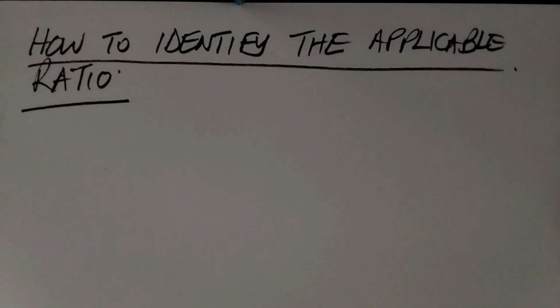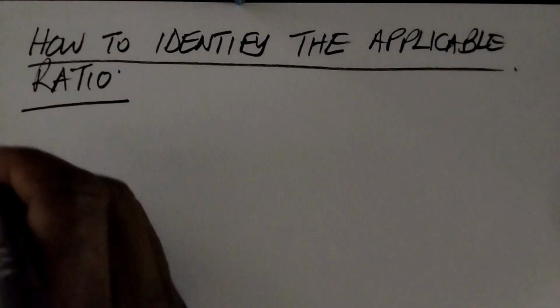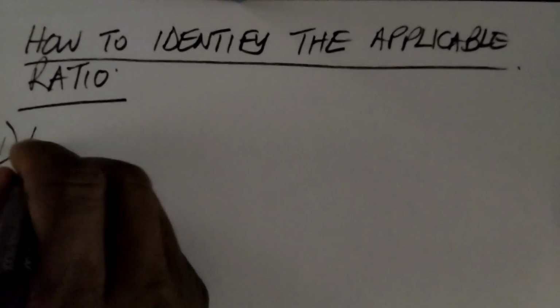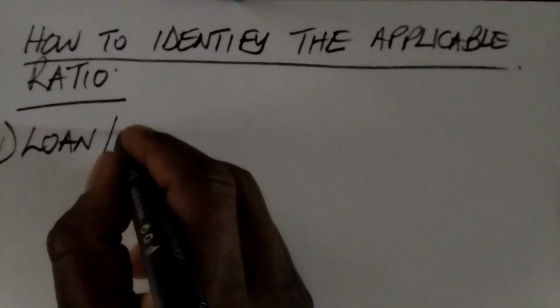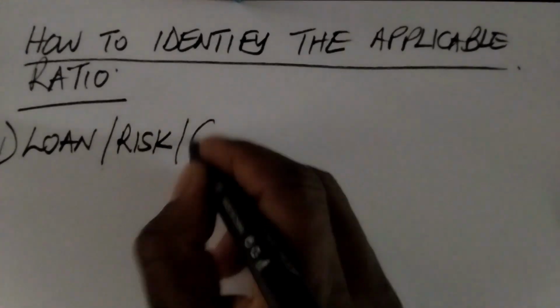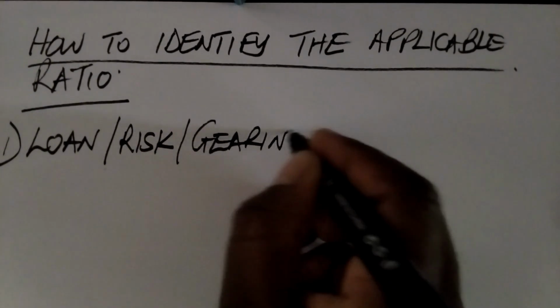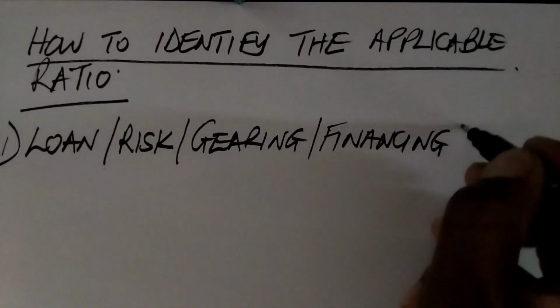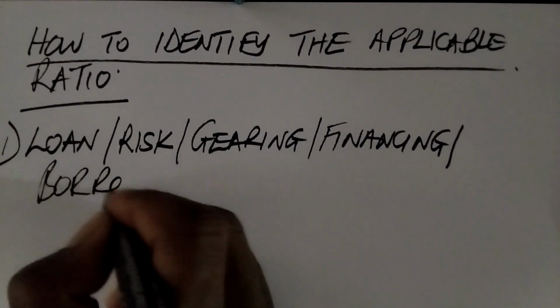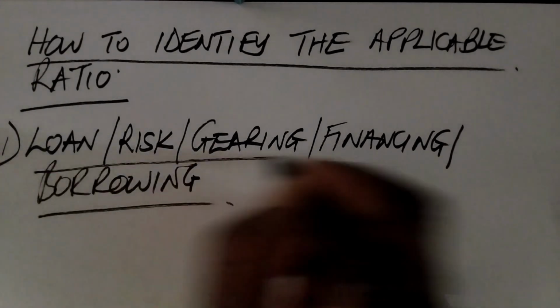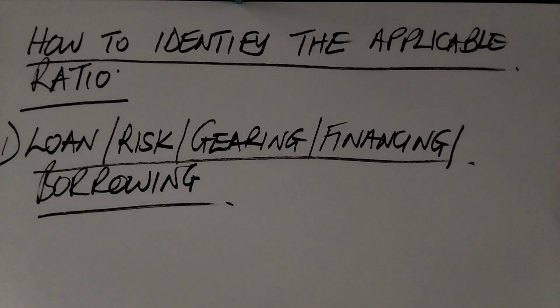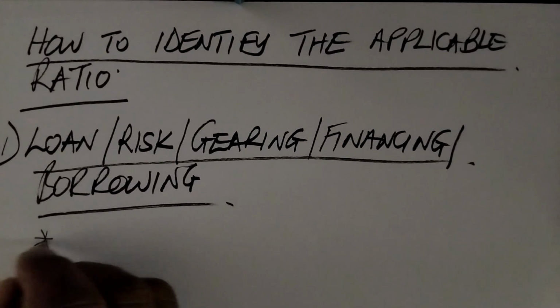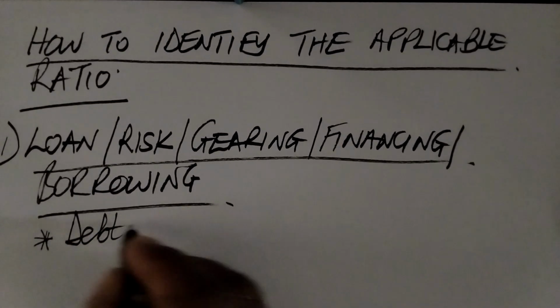So if you're answering a question paper on interpretation, and you see that they use the word loan in your question, or they refer to the word risk, or the word gearing, or the word financing, or the word borrowing. If you see any of this in your question, let's say they say the directors decided to take an additional loan, or they're referring to the gearing, or the risk, you must know the first financial indicator that you need to use is the debt equity ratio.